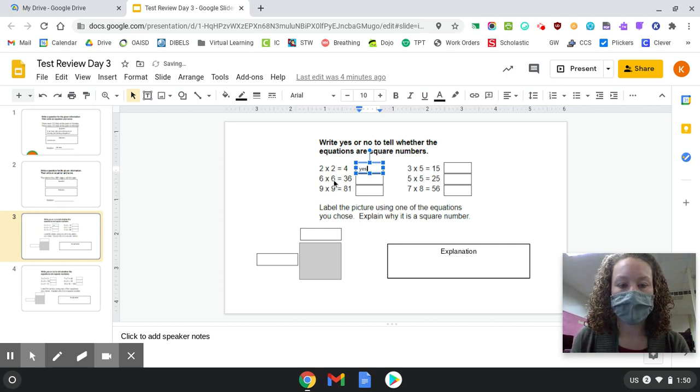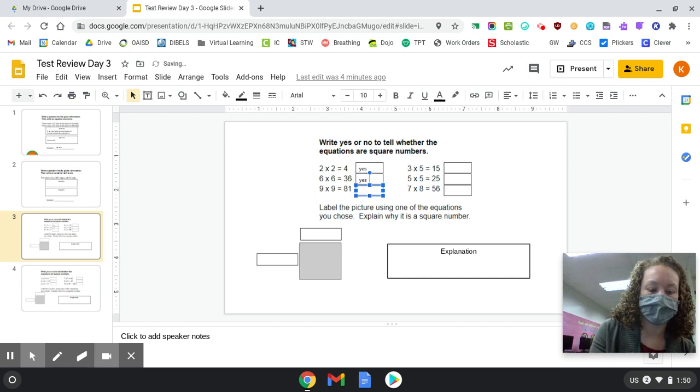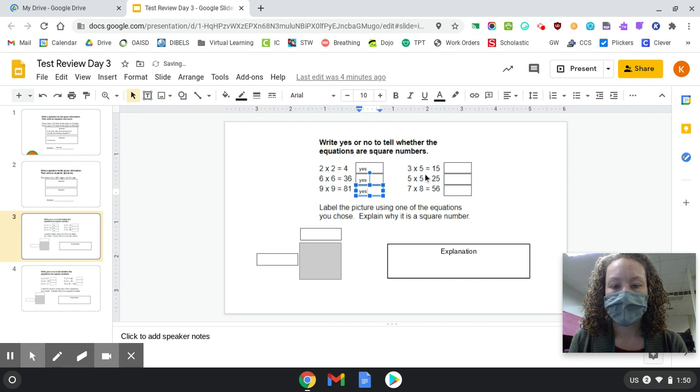Let's look at this one. 6 times 6. Those two numbers are the same. So yes, that's also a square number. 36 is a square number. The next one, 9 times 9. Those numbers are the same. So yes, 81 is also a square number.